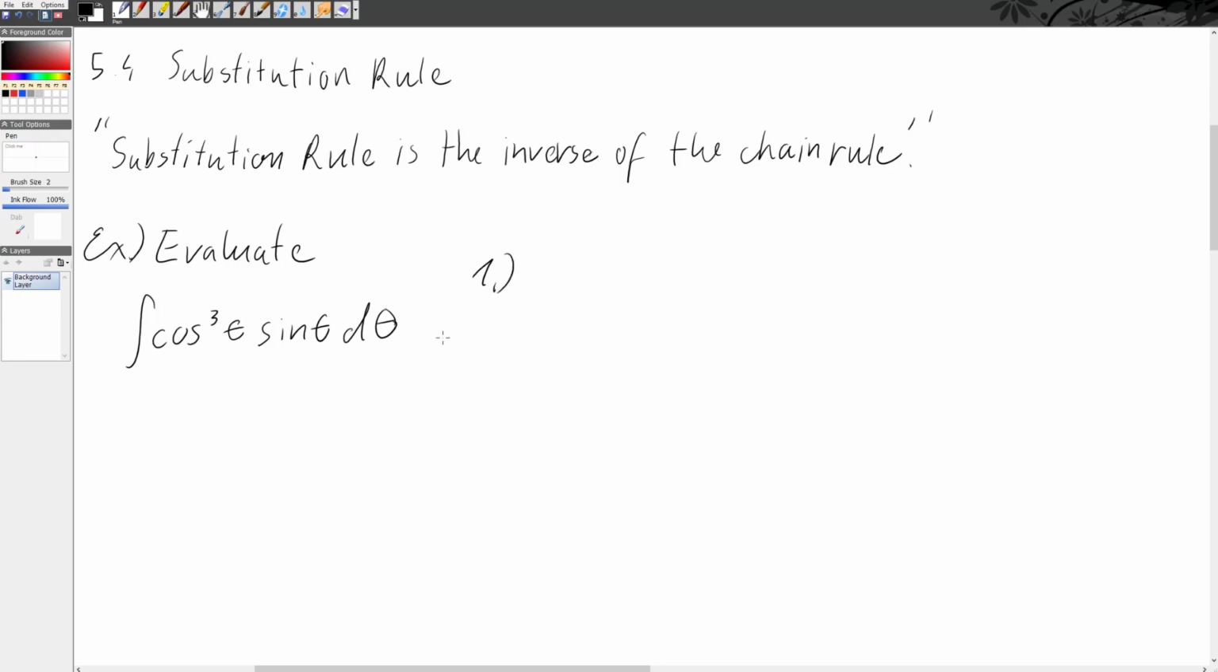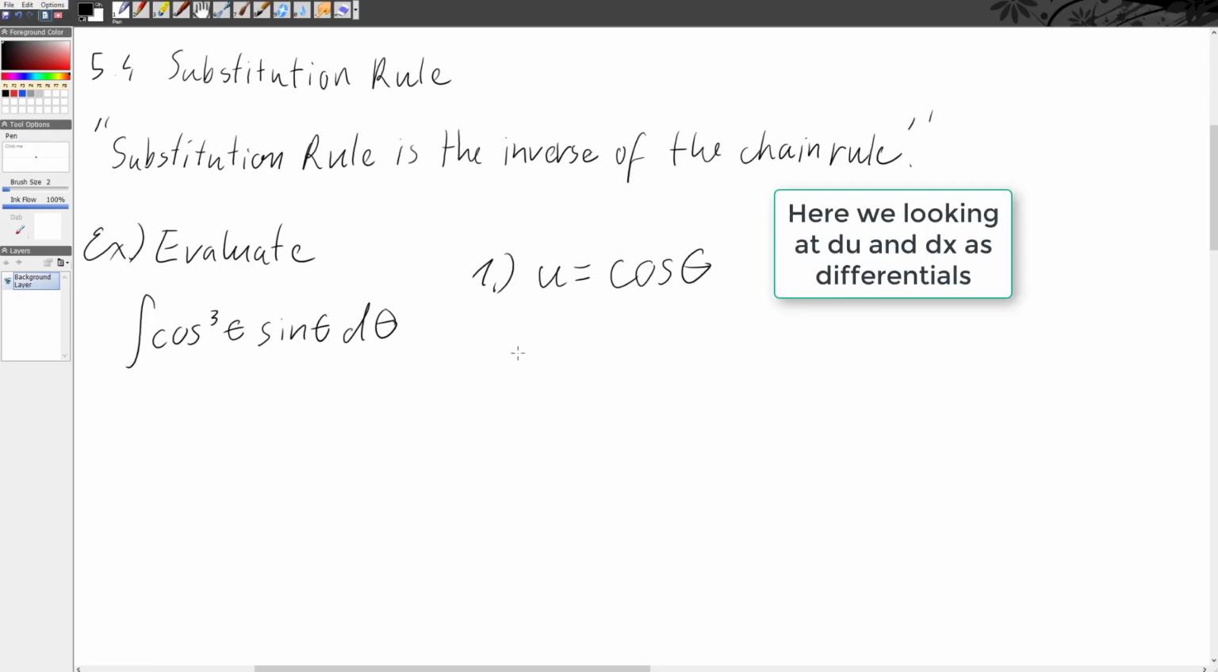Step 1. We choose some part of the function to be u. Let's just pick a part of the function. Let's say let u be cosine of theta. Then we take the derivative on both sides with respect to their variable. Meaning on the left we take the derivative of u with respect to u, so we just get du. On the right we take the derivative of cosine with respect to theta. The derivative of cosine is negative sine, and then there's a d theta.